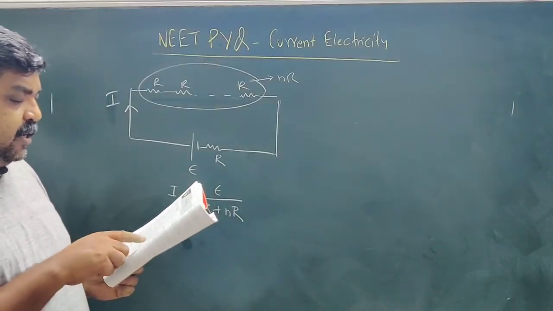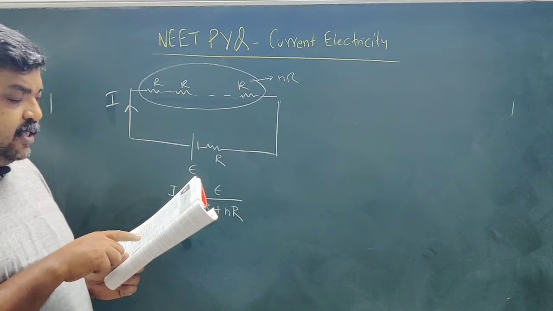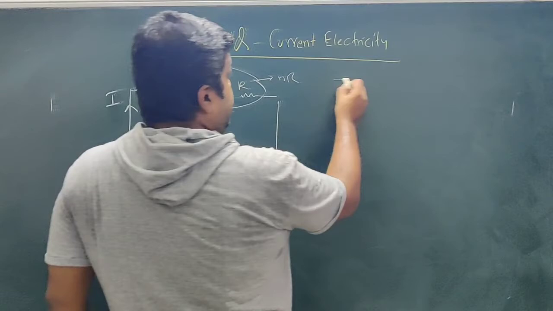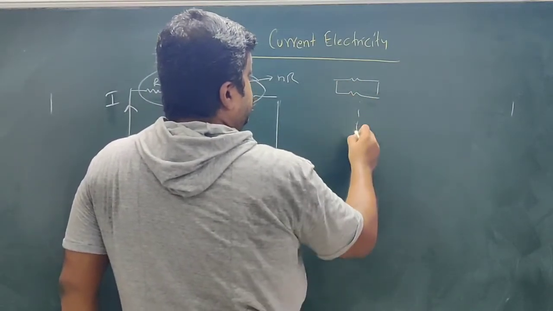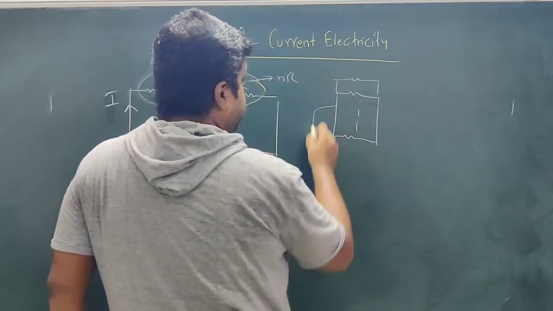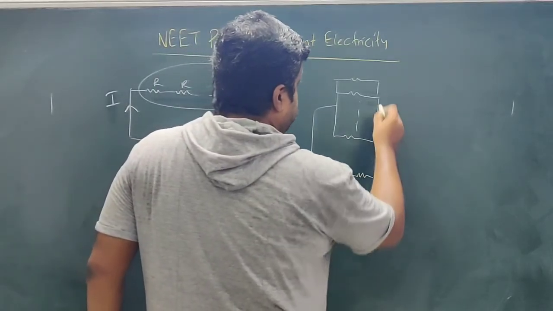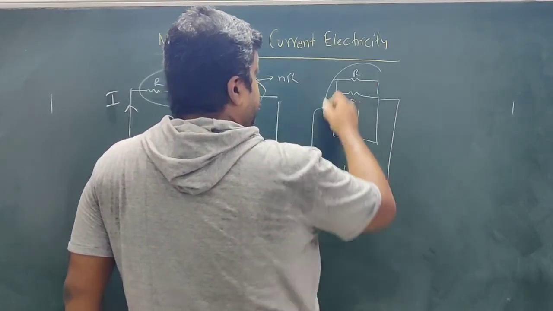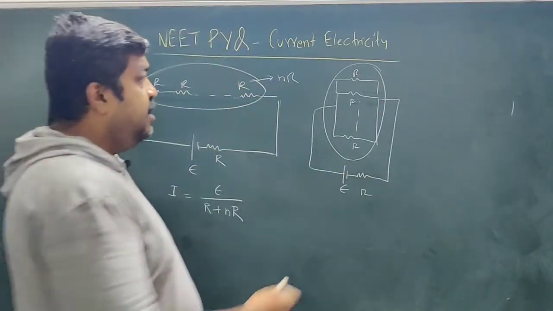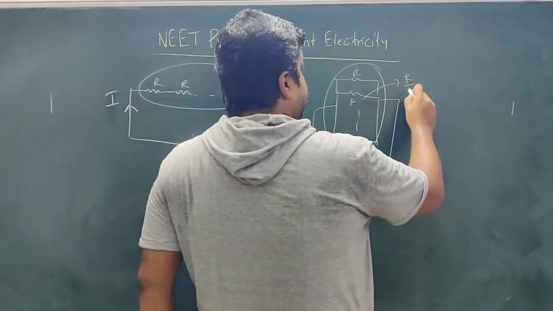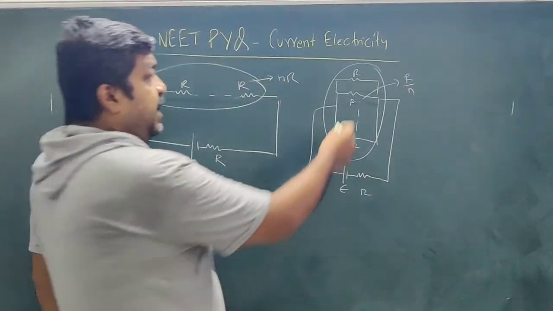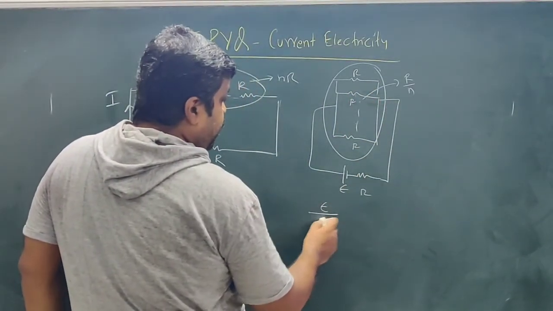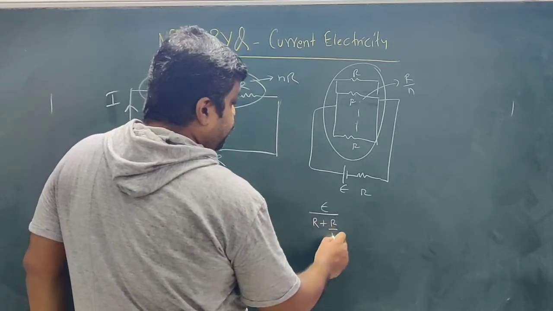Now again the current is I. Now n resistors are connected in parallel to the same battery. That means these resistors are connected in parallel to the same battery, so the same internal resistance R, and all these are R. Now these are n resistors in parallel, so their resistance will be R by n, and that is in series with the internal resistance. So here the current will be E divided by R plus R by n.